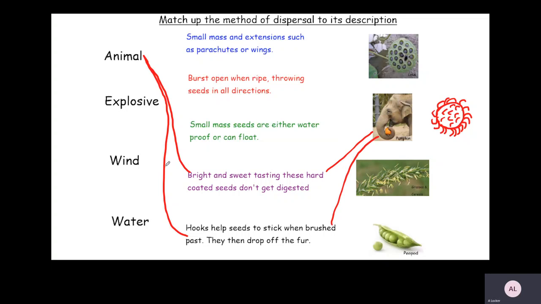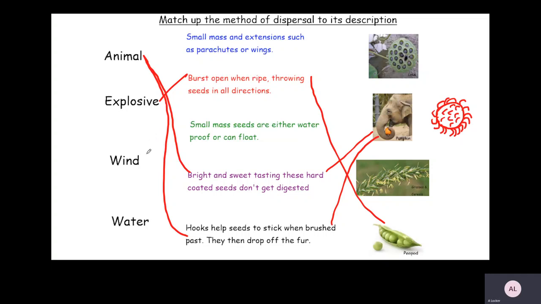Right, wind. Oh, in fact, we missed out explosive. This one's pretty obvious: burst open when ripe. The picture might not be so obvious. This is the pea. The pea will open up when it's ready. Yeah, so that's that one.